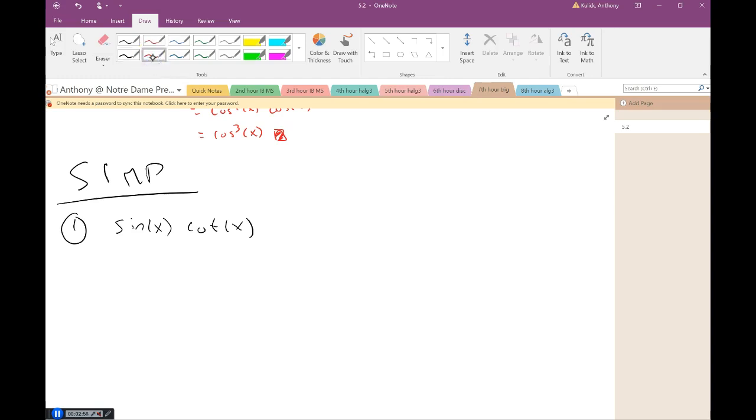All right. So in general, if you're not sure what to do, the best strategy is to write everything in terms of sine and cosine. The sine is already there. Cotangent is the same thing as cosine over sine. And hopefully at this point you go, aha! Cosine x, and you're done.